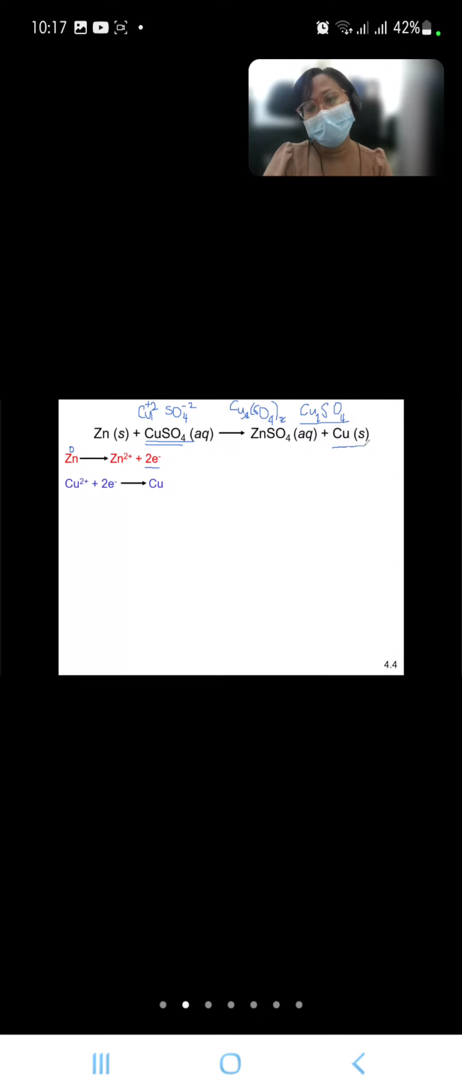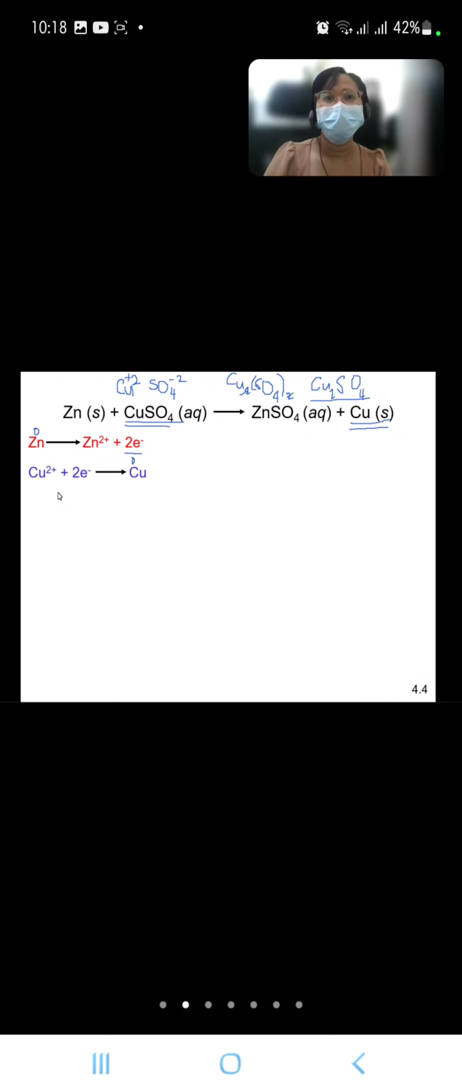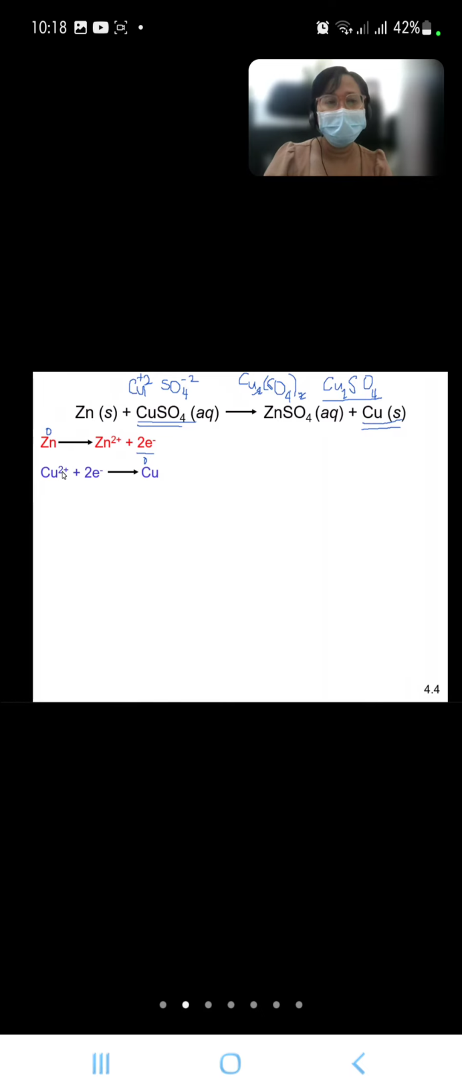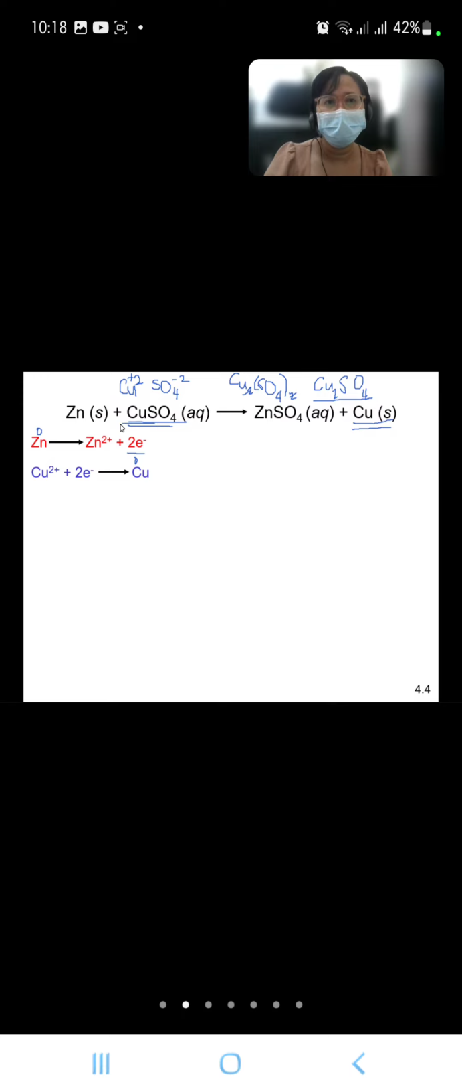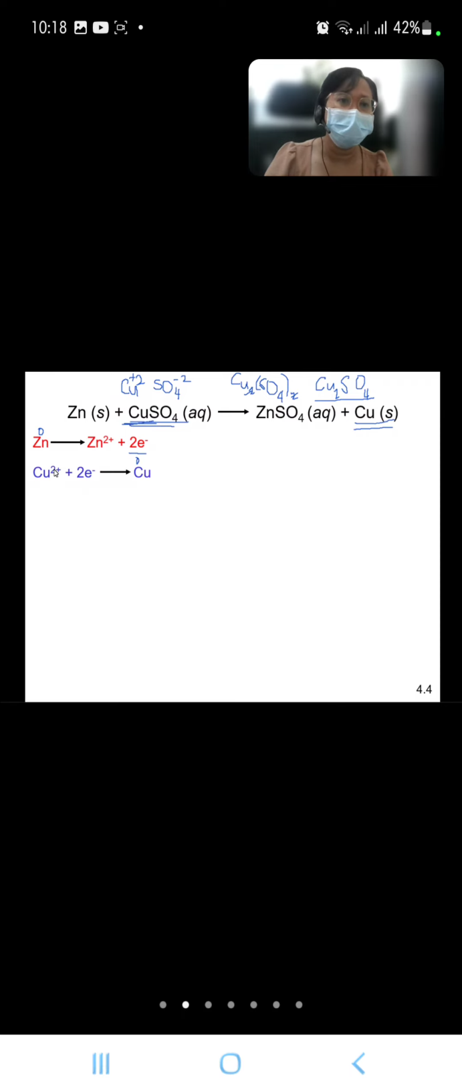On the product side, copper does not react with other elements. Therefore, we call this copper a free element. And for free elements, the oxidation state is 0. Okay? So copper on the reactant side has a positive charge, meaning it loses electrons, no? Copper here loses electrons. Positive 2, so it loses 2 electrons. Okay?